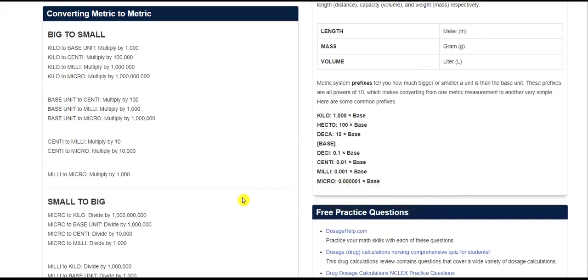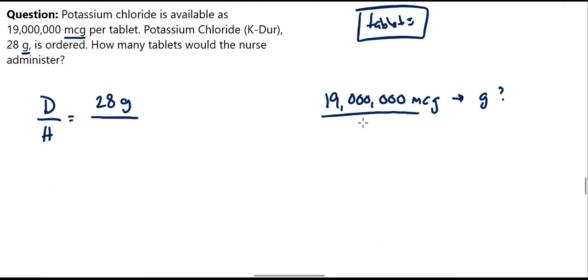We're going from microgram to a base unit, so micro to base. So let's see, micro to base unit, right down here. You have to divide by 1 million to do that. So to get from microgram to gram, divide by a million. Now this is 19 million. Divide by 1 million. You can go ahead and throw that in your calculator, but I'm going to be lazy and I'm going to say 19 million divided by 1 million is going to be just 19. All the zeros should cancel and give me 19 divided by 1, and anything divided by 1 doesn't change.